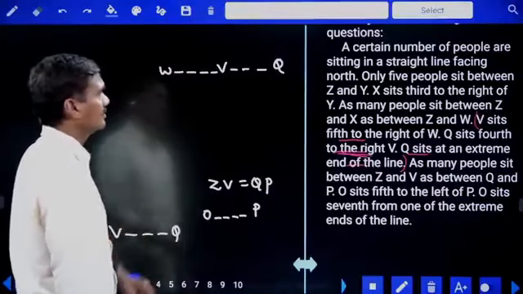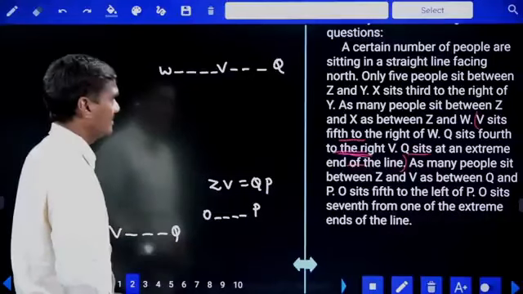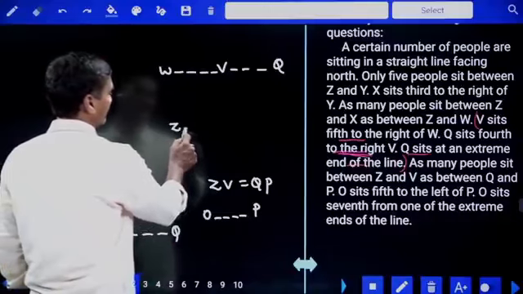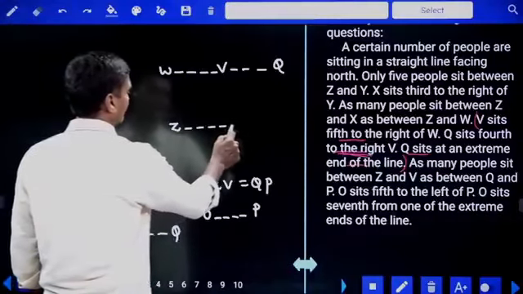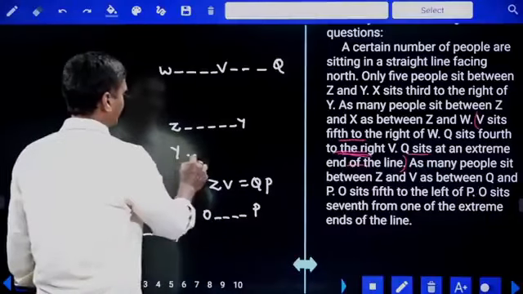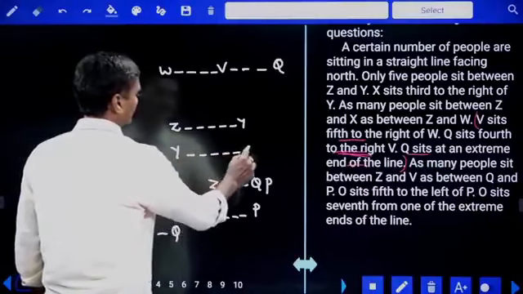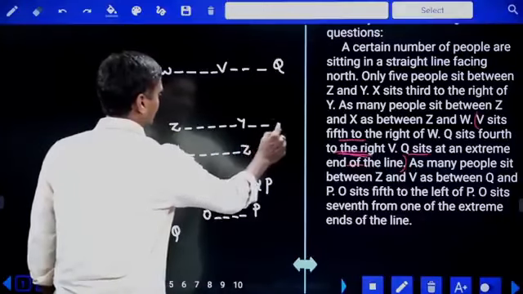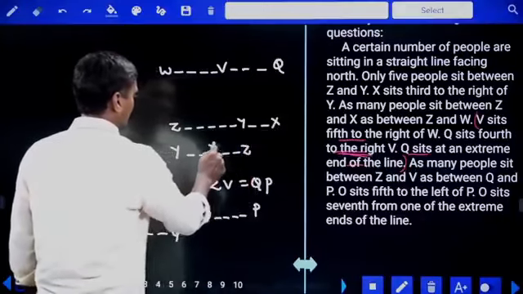Next one, only 5 people between Z and Y. X sits third to the right of Y. 5 people between Z and Y. Z కి Y కి మధ్యలో 5 people. And Y కి Z కి మధ్యలో 5 people. 1 2 3 4 5, Z and Y. X sits third to the right of Y. 1 2 X. X sits third to the right of Y.